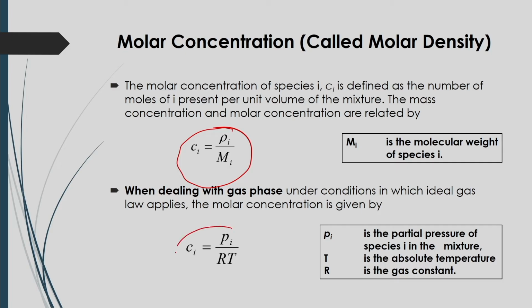So, it will be defined as Ci, that will be equal to Pi by RT. What is Pi? Pi is the partial pressure of the species i in the mixture, and T is the absolute temperature at which this gas is kept, and R is the universal gas constant. In this way you can represent the molar concentration and also the mass concentration, if you know the molecular weight of each component, and how the molar and mass concentrations are related to each other.